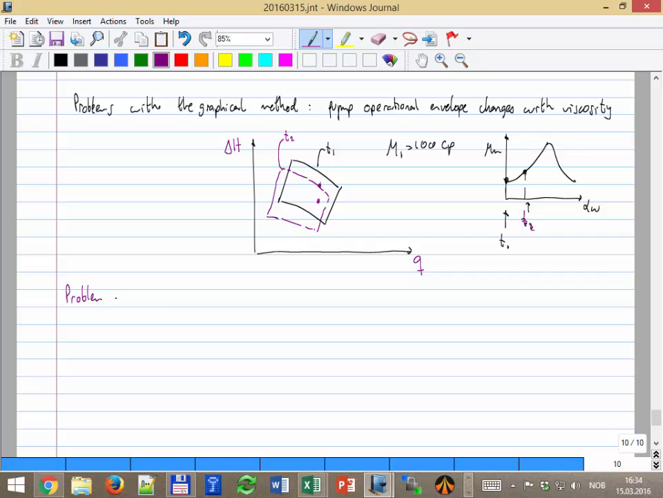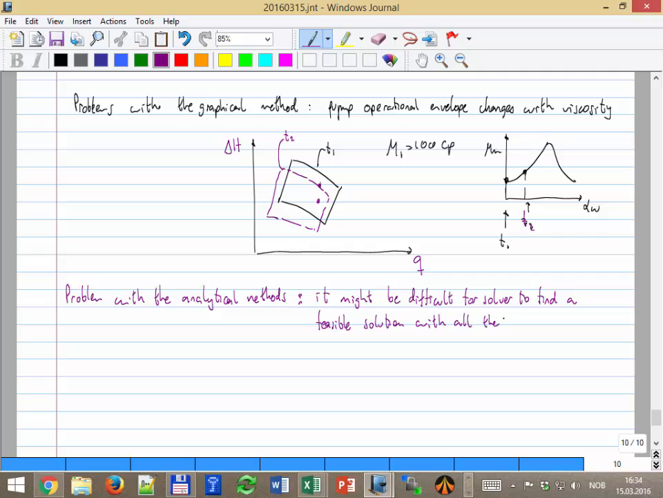But the problem with the analytical method, or the method with the equations, is that it might be difficult to find a solution. It might be very difficult, and for some points it's impossible. You already saw some point that falls outside. It's going to be impossible for that point to find a point in the map. But the solver might try and try and try and take time, and at the end it tells you, okay, I didn't find any solution.